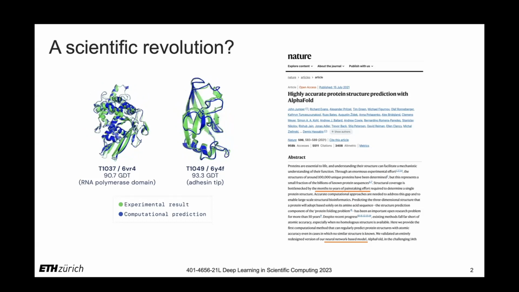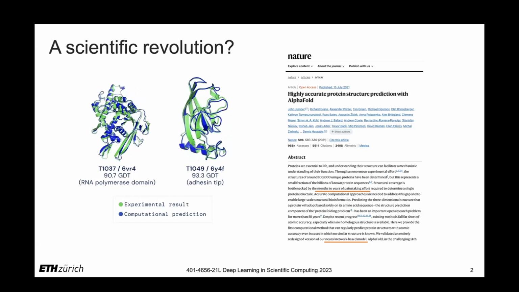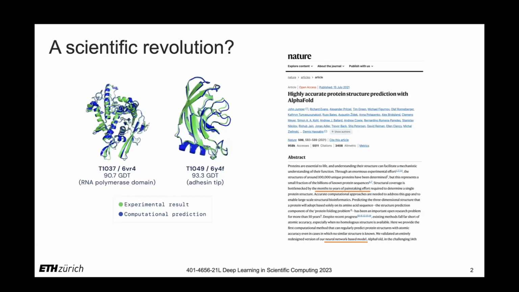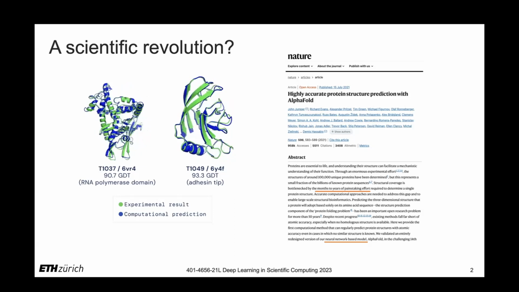So this is an example from Google DeepMind. This is AlphaFold. AlphaFold is an algorithm that predicts the 3D structure of proteins just based on the sequence of amino acids, so the basic building blocks of proteins. And this is a super hard task.